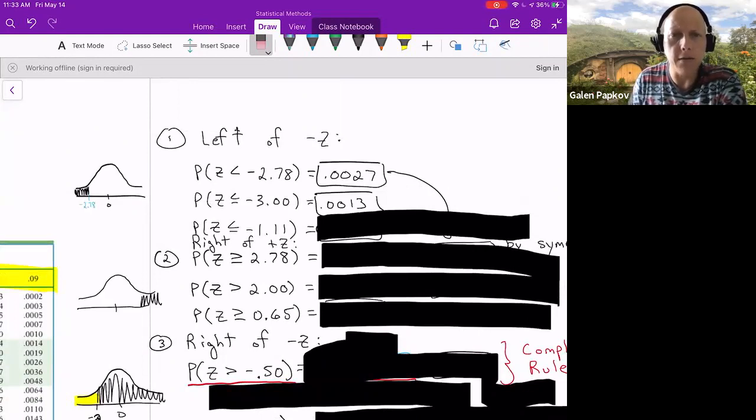So now take a moment to see if you could get it for the probability that z is less than or equal to negative 1.11. That's the third one here. So I'll give a few seconds for you to tackle that.